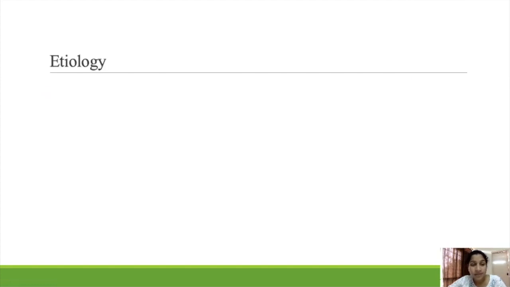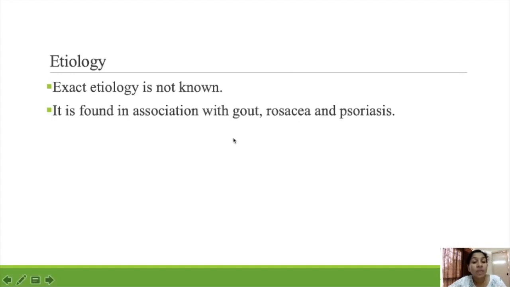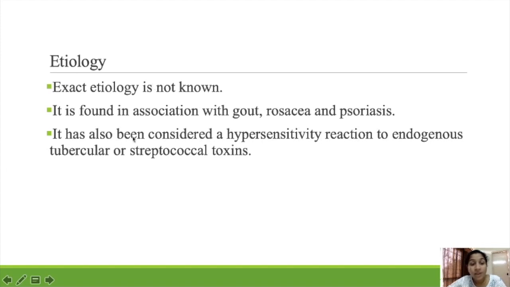Next come the causes. The cause of episcleritis is unknown. It is found in association with gout, rosacea and psoriasis. Along with all these conditions, there can be episcleritis. It has also been considered a hypersensitivity reaction to endogenous tubercular or streptococcal toxins.